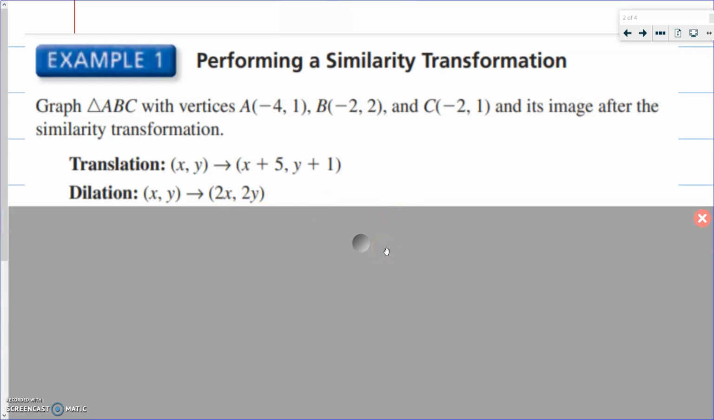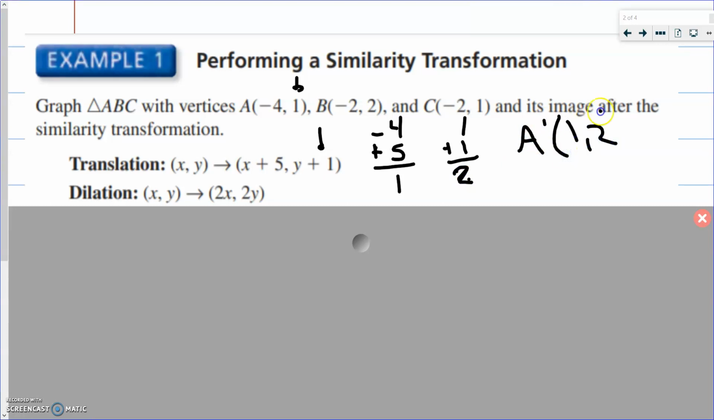So for A, we have negative 4, in which we are adding 5, and that's going to give us 1. And then we're going to have 1, that's this part right here, plus 1, and that's going to give us a 2. So our A prime now becomes 1, 2. We do that for each part.